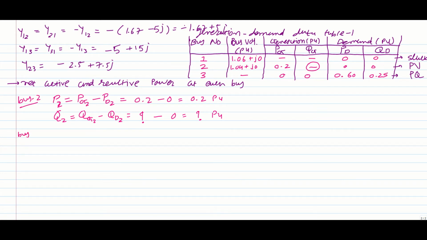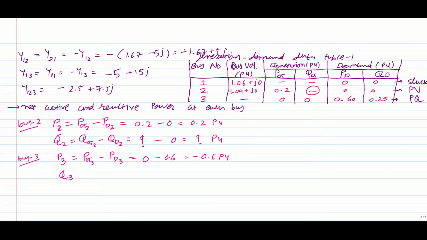Similarly for bus number 3, P3 is equal to Pg3 minus Pd3, which is equal to 0 minus 0.6, which is minus 0.6 per unit. And net reactive power at bus number 3 is Qg3 minus Qd3, which is 0 minus 0.25, which is minus 0.25 per unit.